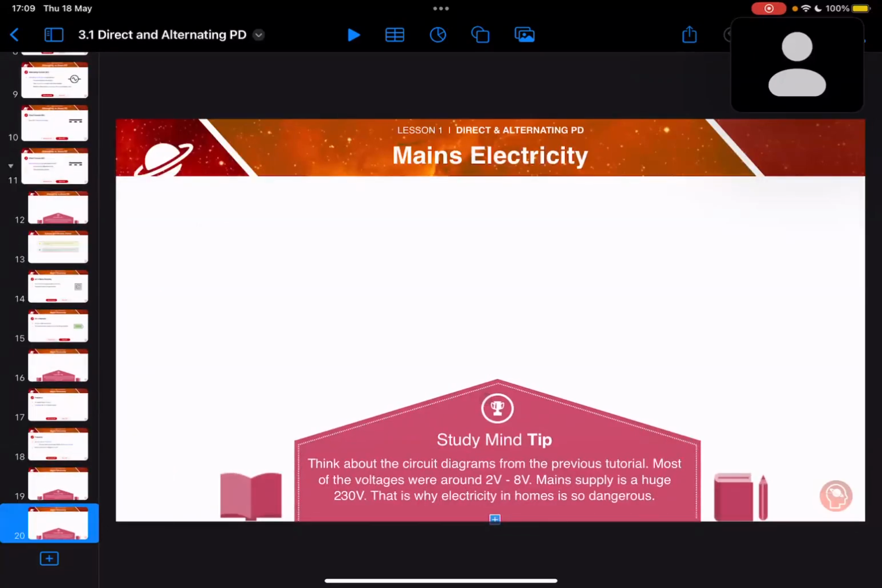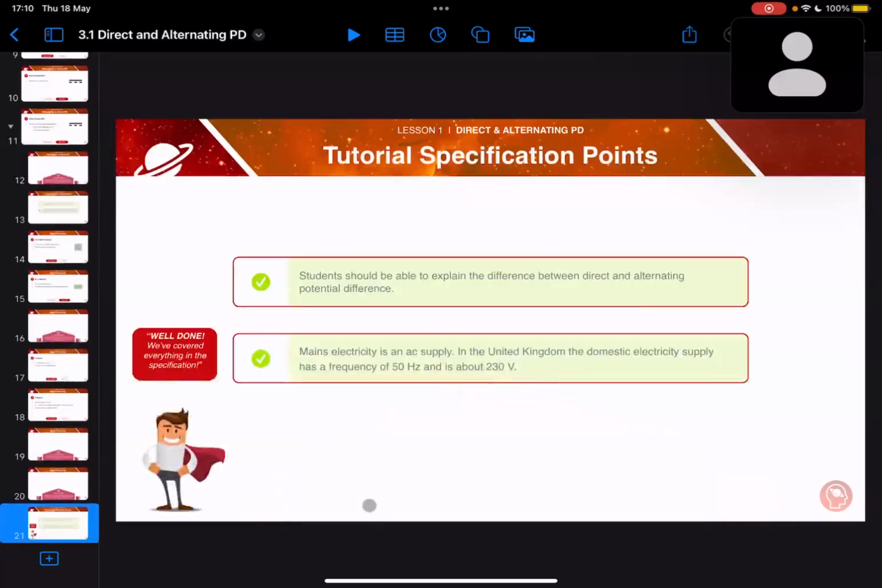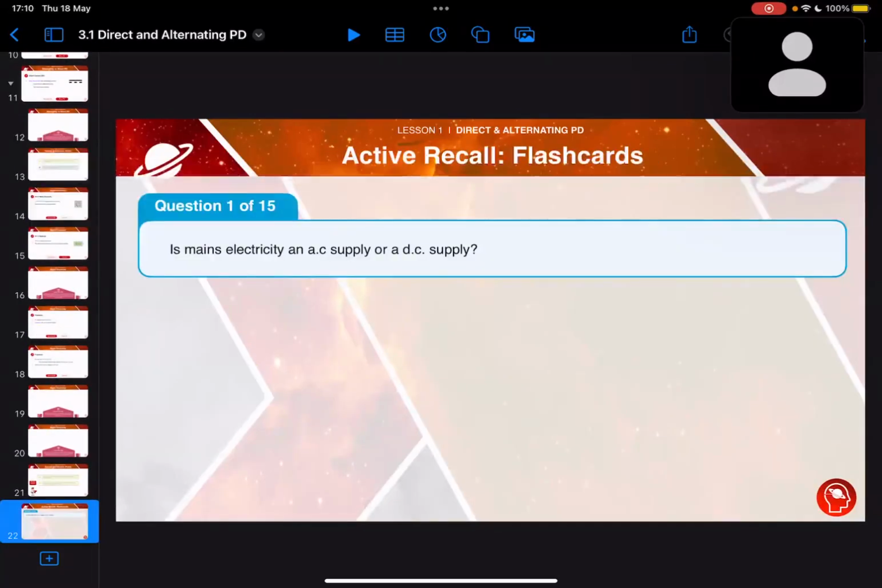You would have covered circuit diagrams in your previous webinar last week if you attended it. So most of the voltages were around 2 to 8 volts when we draw a circuit diagram. The main supply, you can imagine, has a huge amount of potential difference, 230 volts compared to 2 to 8. That is why the electricity in homes is so dangerous, because it's carrying a very large amount of potential difference. And that's all that we wanted to know about direct and alternating potential difference.